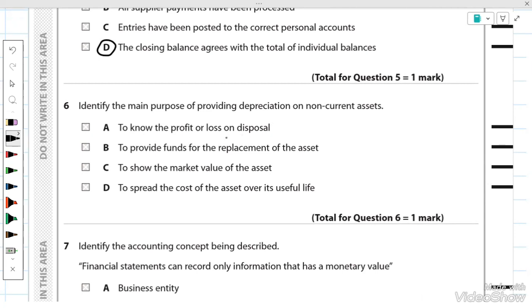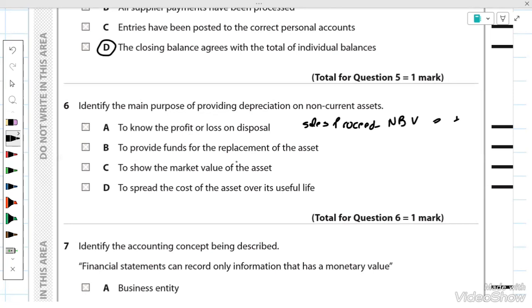Basically, if you want to find the profit or loss on the disposal, first of all we have to find the net book value, and after that we have to subtract the sales proceeds from the net book value. If your answer is negative, it means that you have a loss on disposal. And if your answer is positive, it means that you have a gain on the disposal. Okay, so we are not charging depreciation to know the profit or loss on the disposal.